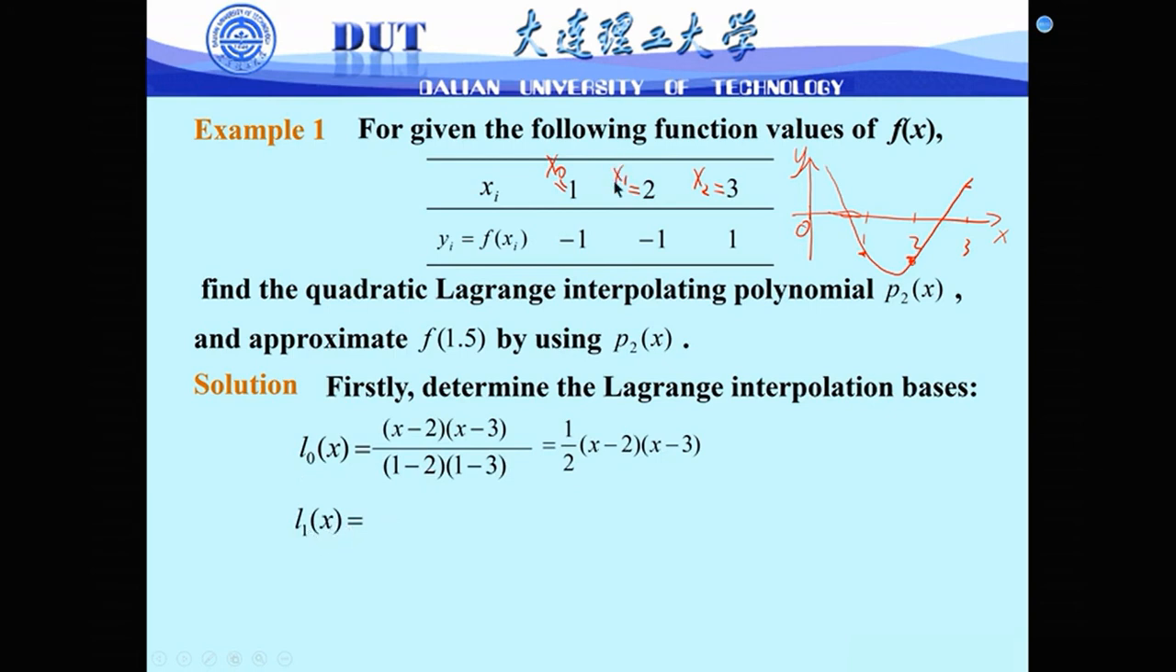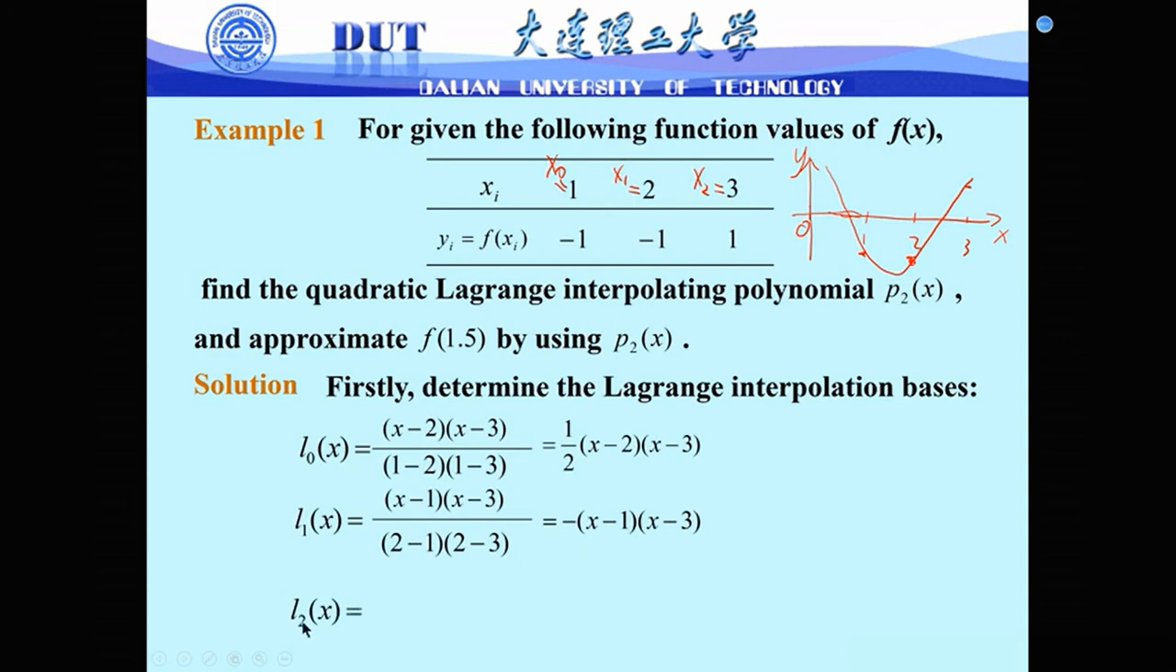Okay, let's come to L1. So what is L1? x1 is 2, so the other nodes are 1 and 3. So the numerator is x minus 1 multiply x minus 3. For the denominator, replace x by x1. You should know x1 is 2 here. So 2 minus 1 multiply 2 minus 3. So 2 minus 1 is 1, 2 minus 3 is minus 1. So L1 is minus 1 multiply x minus 1 multiply x minus 3. Clear? See, it's simple, right?